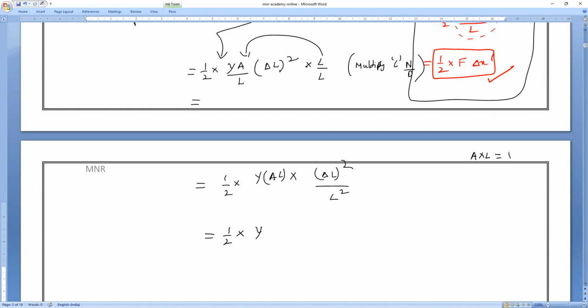Area into length is equal to something. Anybody can tell? Which is equal to volume. Into this one I will write as delta L by L whole square. So we all know that delta L by L is equal to something. Anybody can tell? Stress or strain?